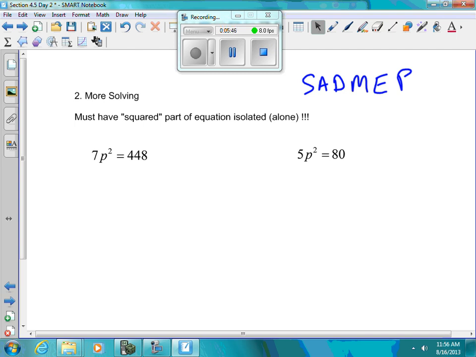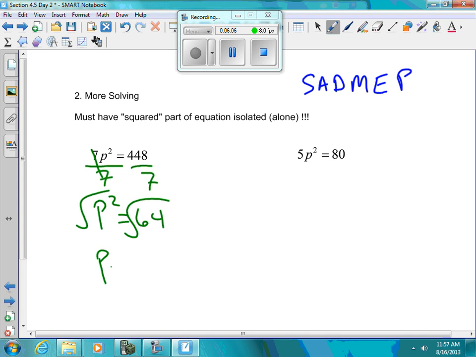So in this case, 7 is multiplying. How do we get rid of that 7 in front of p squared? We divide both sides by 7. So in your calculator, 448 divided by 7, well, that's 64. How do we get rid of the squared? We square root both sides. If you square root in your calculator, you get p equals 8. What am I missing? You're missing a negative 8. Because remember, negative 8 times negative 8 also makes 64. So plus or minus 8. As soon as you square root both sides of an equation, you have to have the plus or minus in there. Okay?